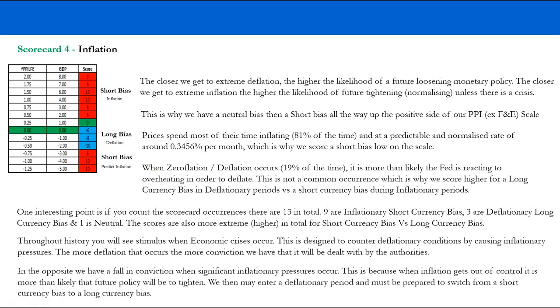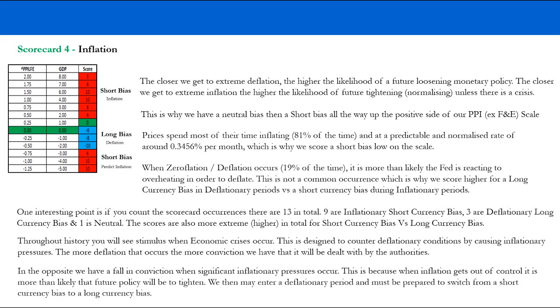So basically, for short currency bias versus long currency bias, we have more of them and there's more extremes. Throughout history, you'll see stimulus when economic crises occur. That's again designed to counter deflationary conditions by causing inflationary pressures. The more deflation that occurs, the more conviction we have that it's going to be dealt with by the authorities.